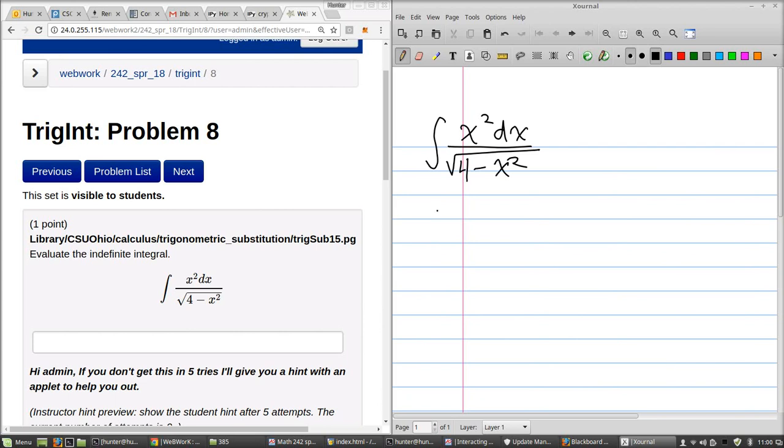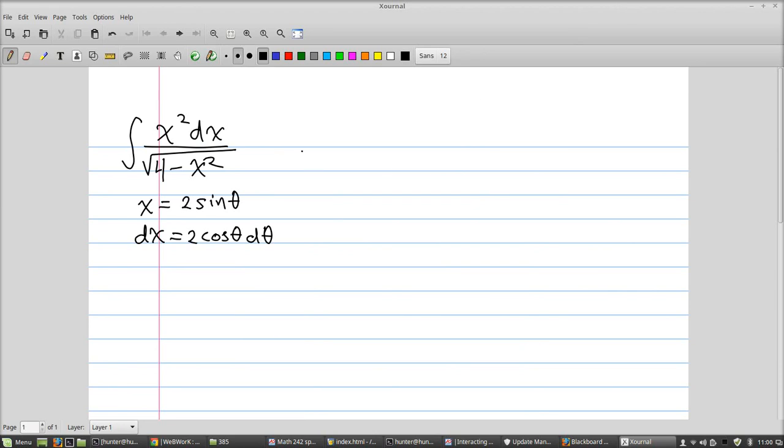So this is, what is this? This is x is equal to 2 sine theta. If you wanted to do 2 cosine theta, that would work also. Then dx is equal to 2 cosine theta d theta. And I'm going to make this big. All right, so this becomes the integral of 4 sine squared theta times 2 cosine theta d theta.